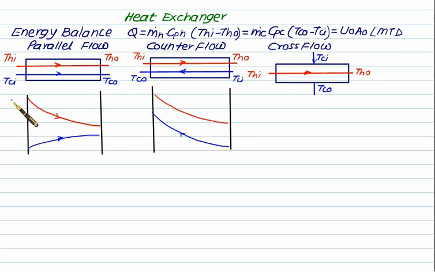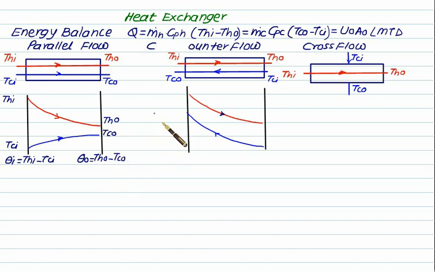In the parallel flow, the hot fluid enters at temperature equal to Thi and leaves at temperature equal to Tho. Cold fluid enters from the same side as the inlet of the hot fluid at temperature equal to Tci, and leaves at Tco. The difference between Thi and Tci is called theta I, which is Thi minus Tci. Theta O is the excess temperature at outlet, given by Tho minus Tco.